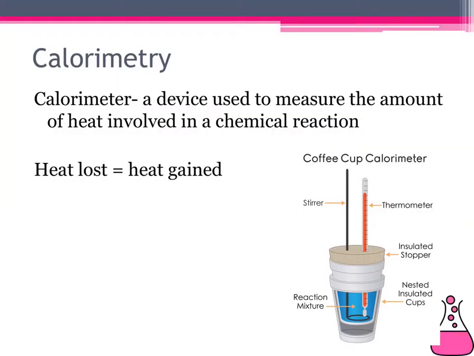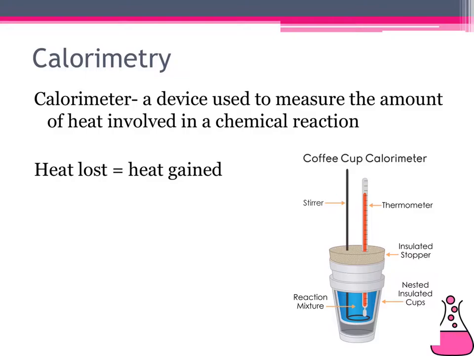Everyone. So we left off at the end of lesson 2, and we're going to segue into lesson 3 today. So we're going to start talking about calorimetry first. Calorimetry is a process by which we use a calorimeter, which is a device that's used to measure the amount of heat involved in a chemical reaction.